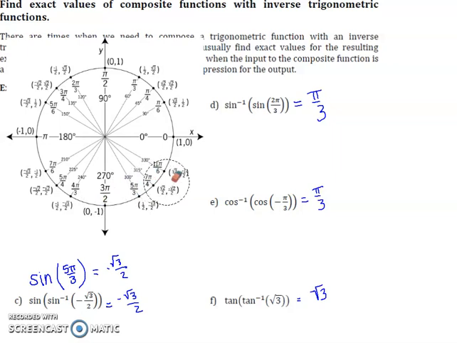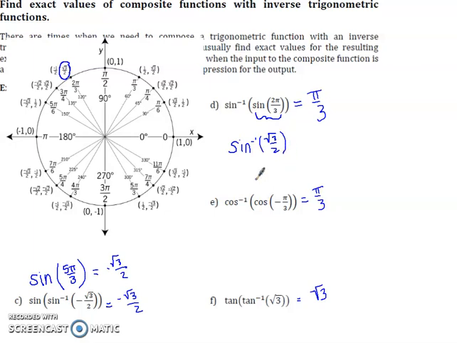For D, I'm looking at an angle of 2 pi over 3, so I want the ratio. Here I want the sine value. I have the angle, so I go around to the angle of 2 pi over 3, and I see that that sine value is square root 3 over 2. So I have an inverse sine of square root 3 over 2.